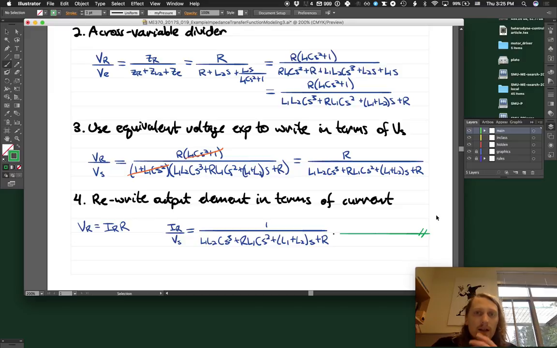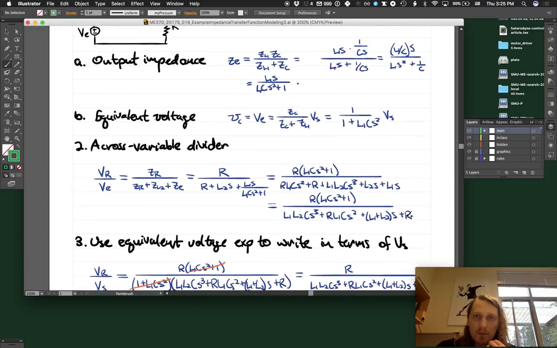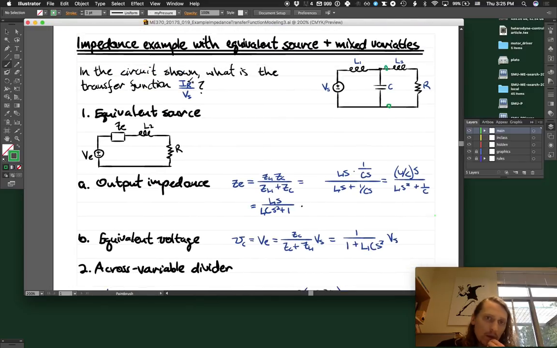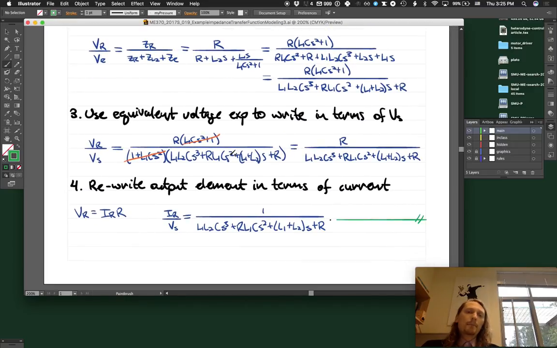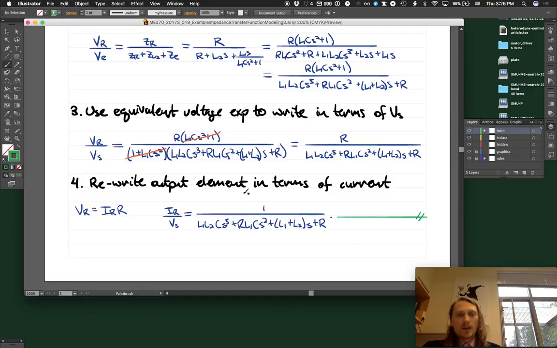So that is it for that lecture. I just wanted to do another example where I used impedance methods to derive the transfer function. And we did that. If you look back up here, we needed to find a current on the output, and we had a voltage input, so that was a little bit different. We also used this equivalent source trick to get ourselves a nice cross-variable divider rule usage, which was nice. So it all kind of worked out pretty well. Not a ton of algebra.